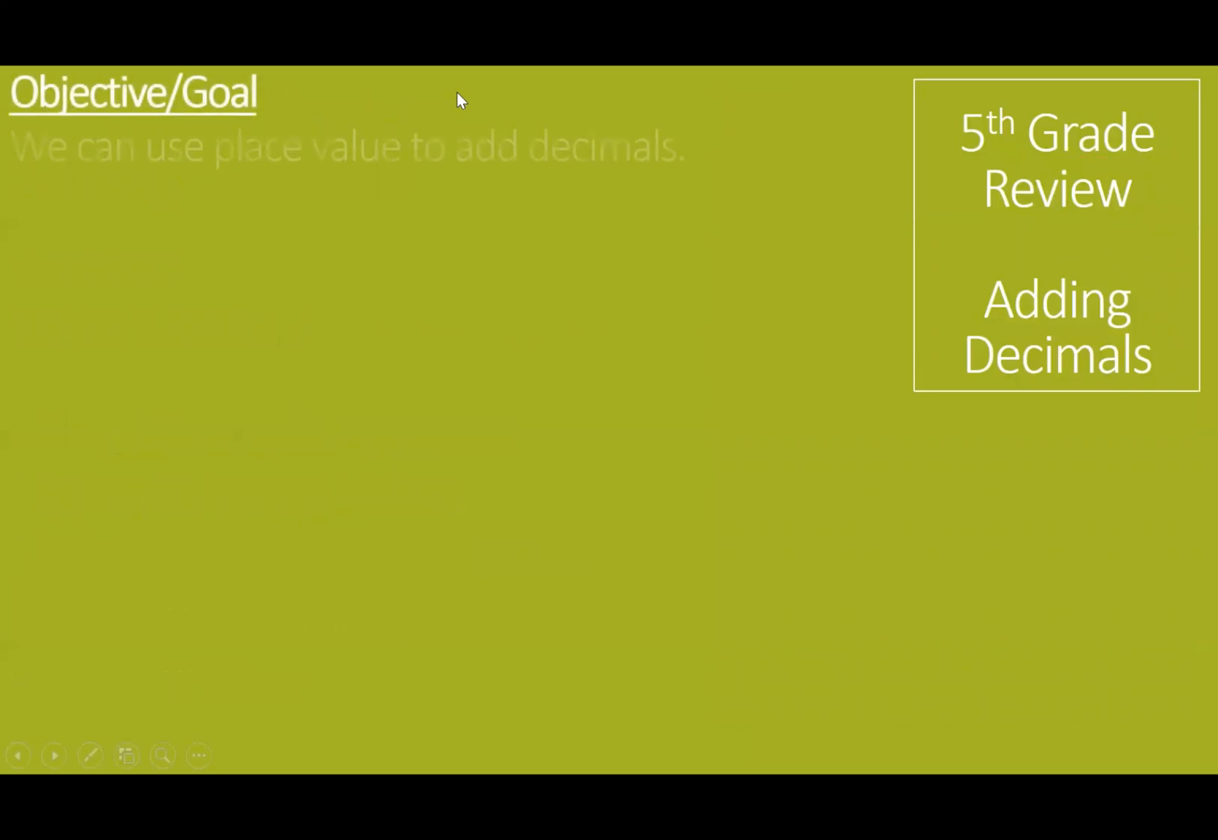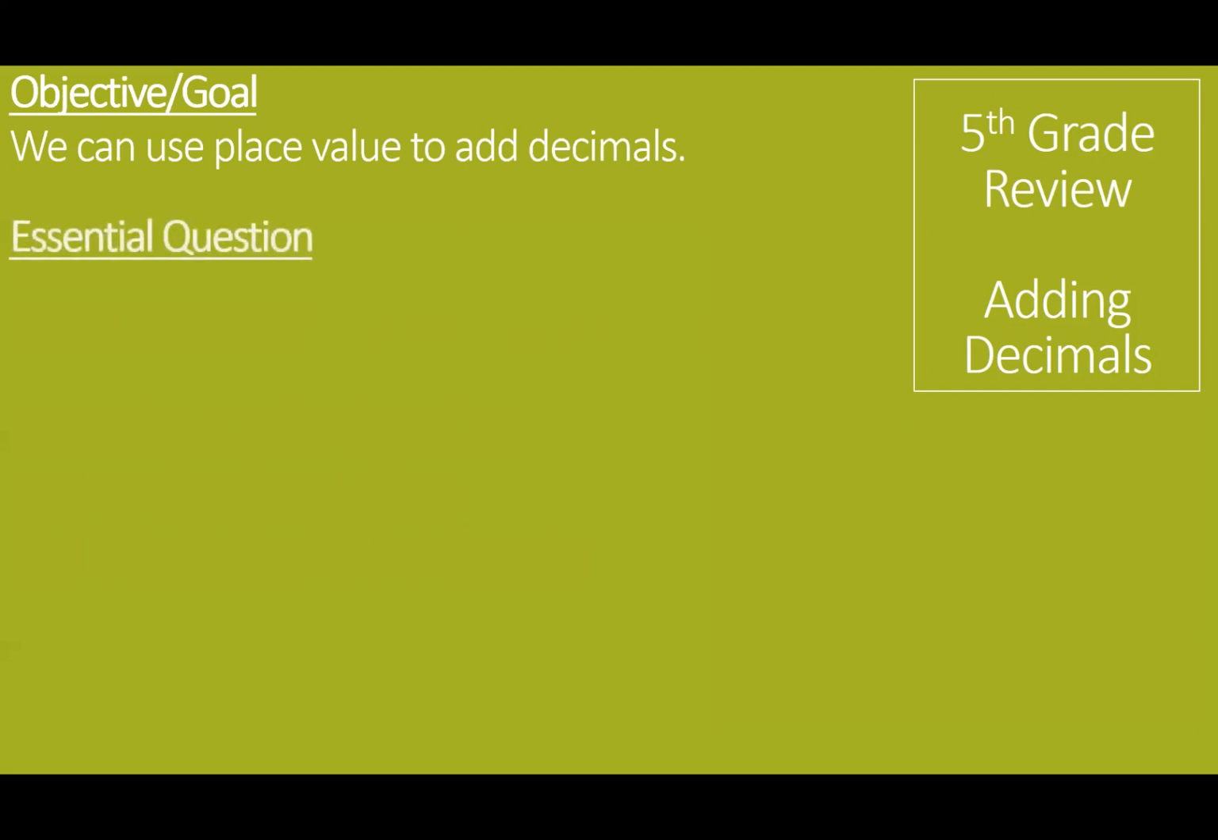Here's our objective for today. We can use place value to add decimals. That's the strategy we're using, place value, or we call it the algorithm, which is kind of just following the recipe or the formula. It's just step by step. Our essential question: how can place value help you add decimals?